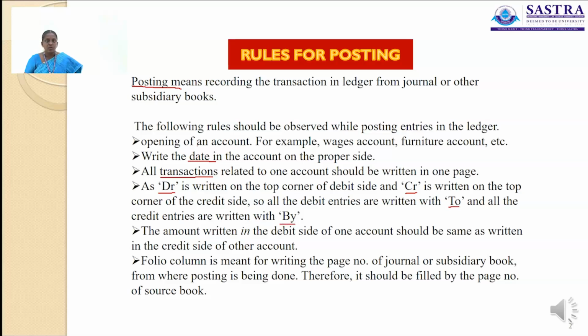Then the amount written in the debit side of one account should be the same as written in the credit side of the other account. Then the folio column is meant for writing the page number of the journal or subsidiary book from where posting is being done. Therefore, it should be filled by the page number of the source book.